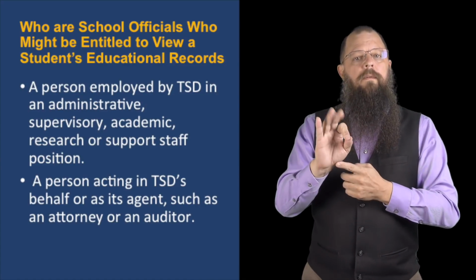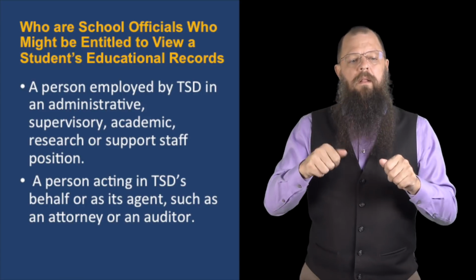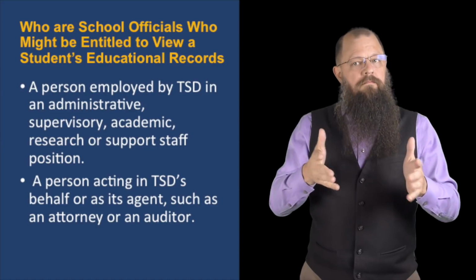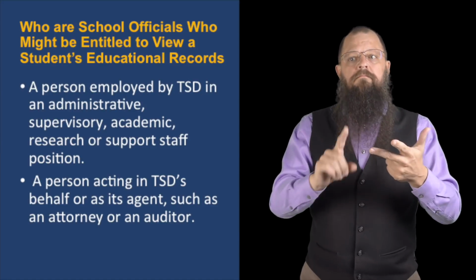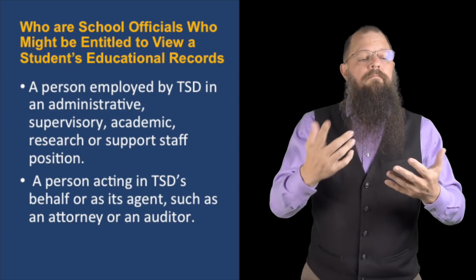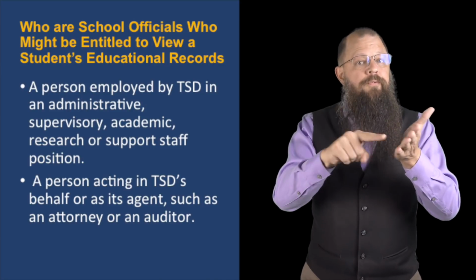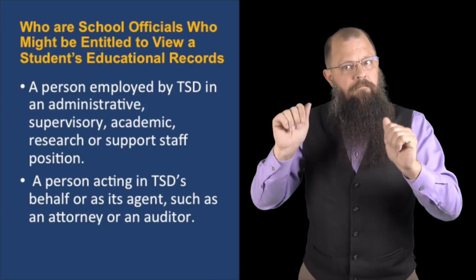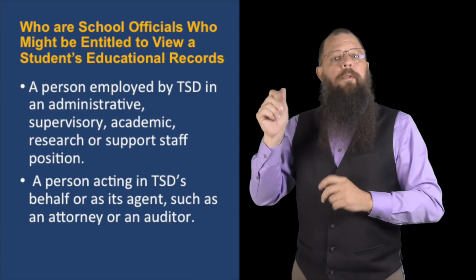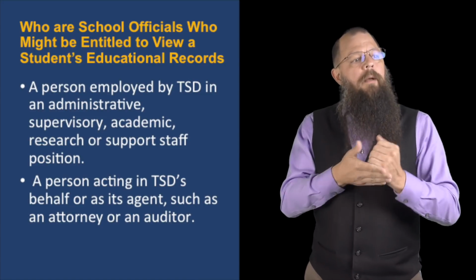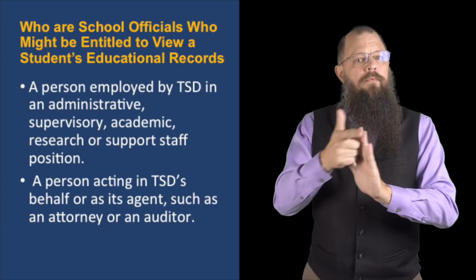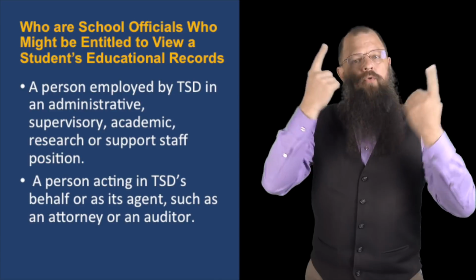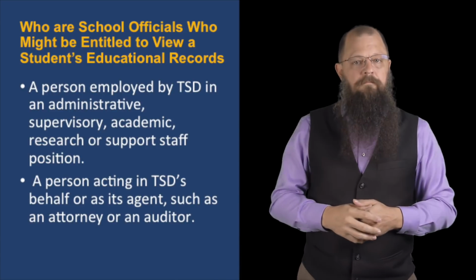The school has what is called school officials, meaning those individuals who are able to view a student's educational record. For example, administrative personnel, those at the supervisory level, academic instructional staff, research and support staff. All of those individuals are able to review a student's educational record, or other individuals who are acting on TSD's behalf or as its agent, including an attorney or an auditor that may be reviewing student records. All are considered school officials.